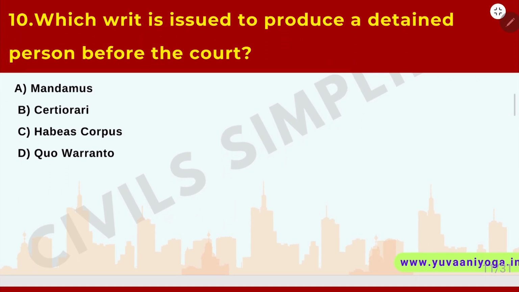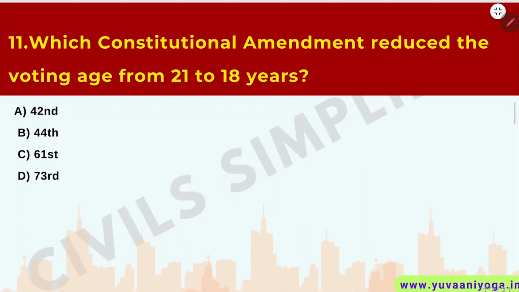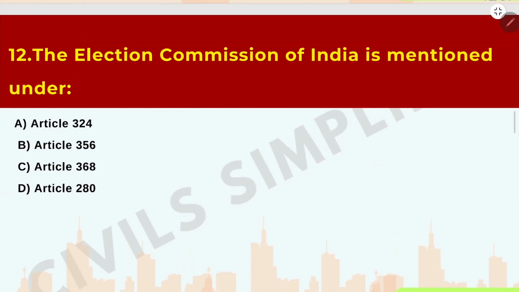Which writ is issued to produce a detained person before the court? The right answer is option C, habeas corpus. Which constitutional amendment reduced the voting age from 21 years to 18 years? The right answer is option C, 61st Constitutional Amendment Act. The Election Commission of India is mentioned under Article 324. Option A is the right answer.